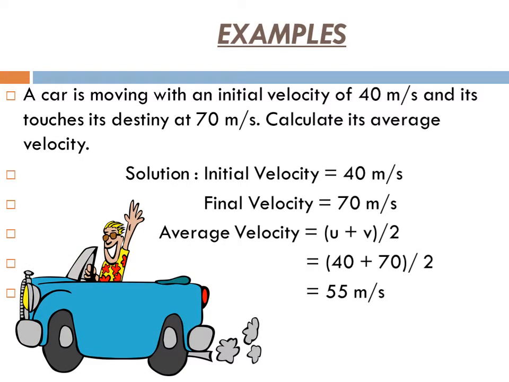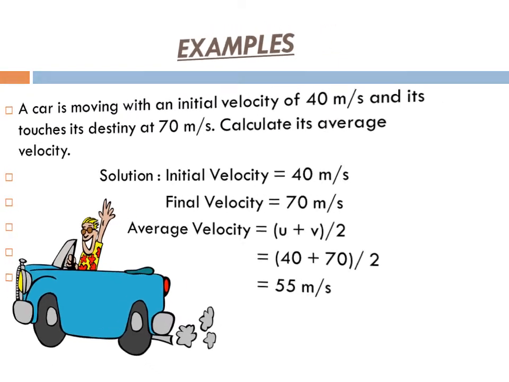Suppose a car is moving with an initial velocity of 40 meter per second and reaches its destination at 70 meter per second. Calculate its average velocity. In this example, 40 meter per second is the initial velocity, while 70 meter per second is the final velocity. So in this type of example, we use the case 1 formula, initial velocity plus final velocity divided by 2, and by using that we can calculate the average velocity. So it will be 55 meter per second.